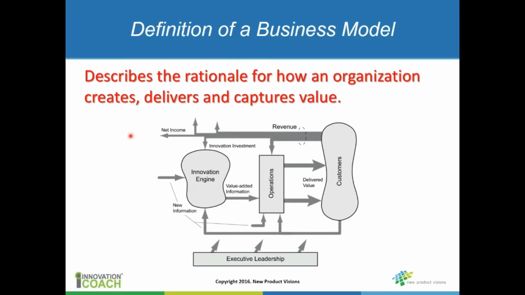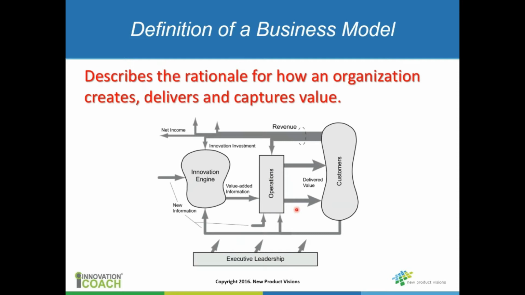The definition of a business model is that it describes the entire rationale for how your organization creates, delivers, and captures value. And it's not all about the product. It encompasses everything associated with innovation, information coming into your organization, the various organizations, engineering and so forth, turning that information into knowledge, that value-added information going into the operations to create the products and services that you rely on, and then all the systems and processes in order to deliver that value to the customers.